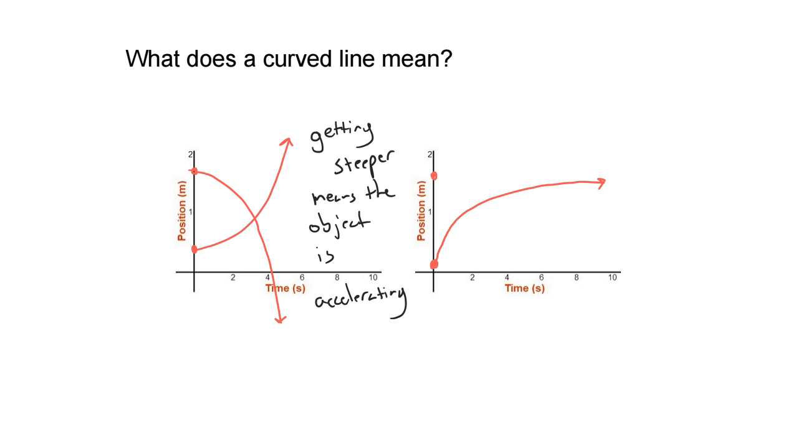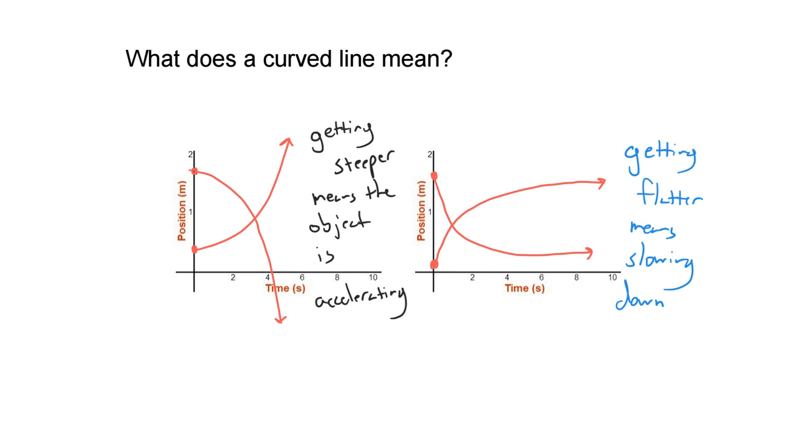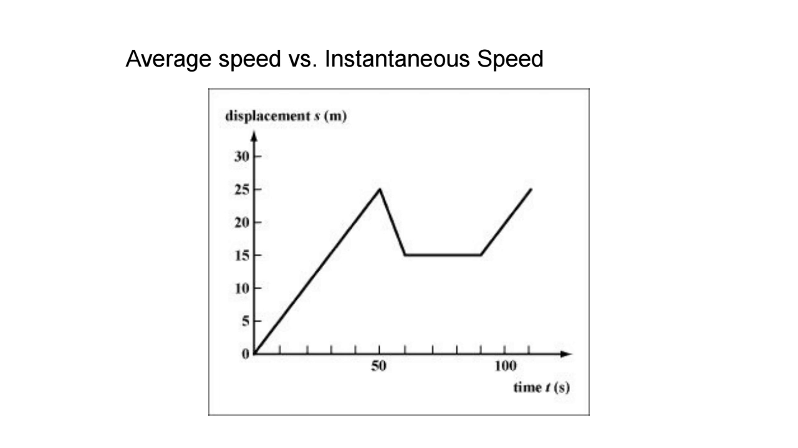There's another option where it starts steep and gets flatter and flatter. And we can have an example like this or like this. And for that one, we're going to write that getting flatter means slowing down. It's still moving, but with a slower and slower velocity. And we'll learn that slowing down is just a different type of acceleration. So all curved lines are some type of acceleration.